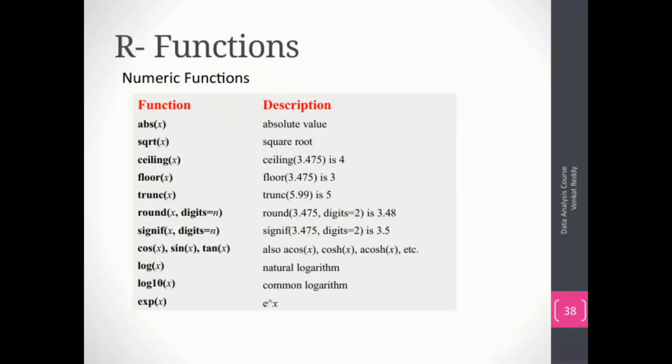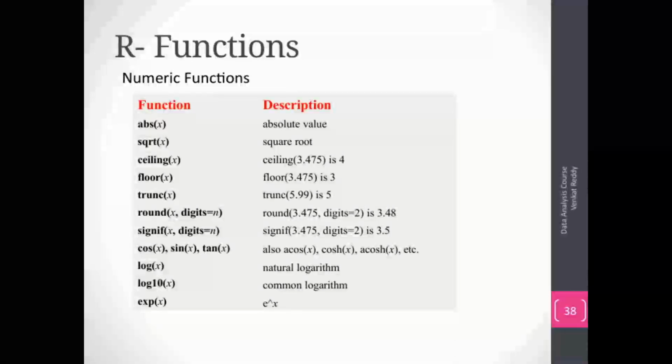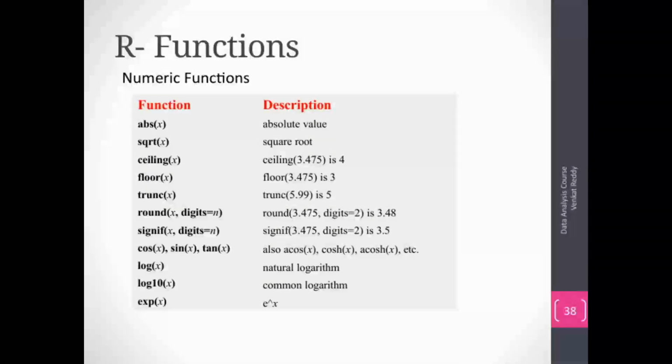Moving on, we have several functions that help us round numbers. The ceiling(x) function rounds a number up to the nearest whole number, so ceiling(3.475) gives us 4, while the floor(x) function rounds down, making floor(3.475) equal to 3. The trunc(x) function, on the other hand, simply cuts off the decimal part without rounding, so trunc(5.99) results in 5. For more precise rounding, we use round(x, digits=n), where we specify the number of decimal places. For example, round(3.475, digits=2) gives us 3.48.